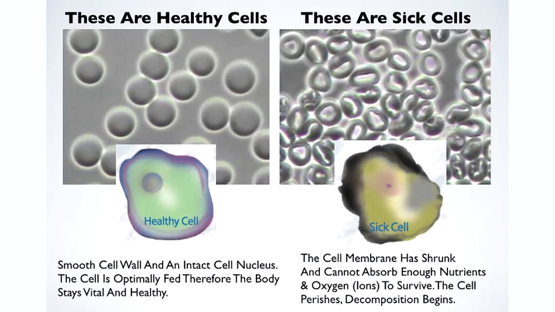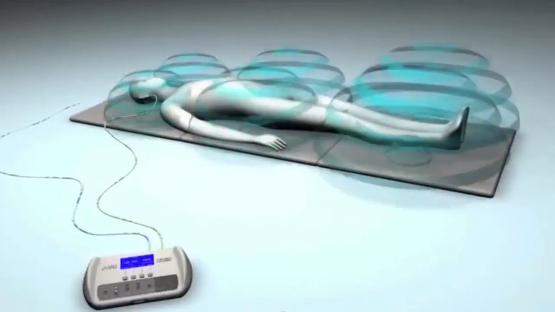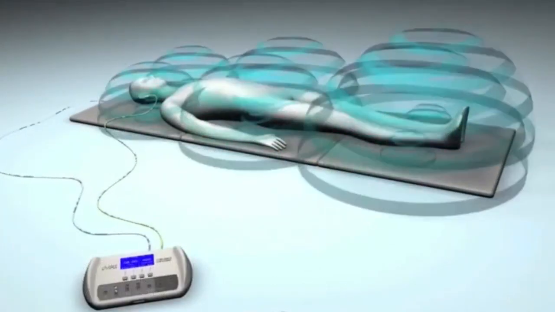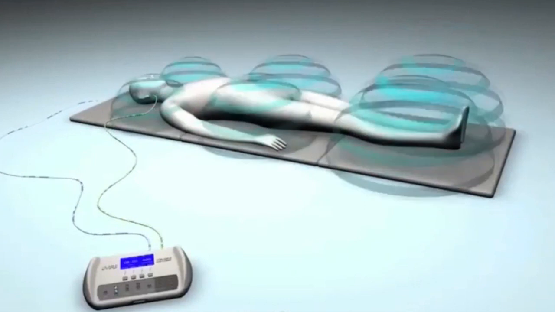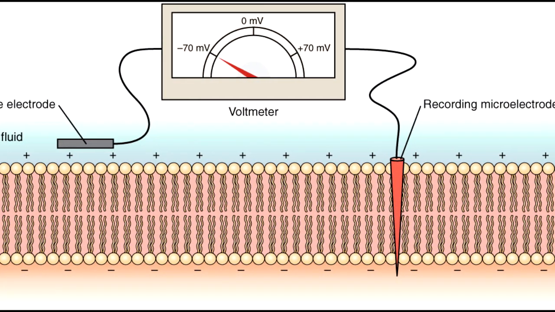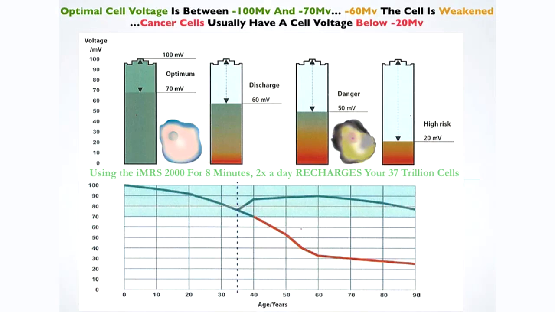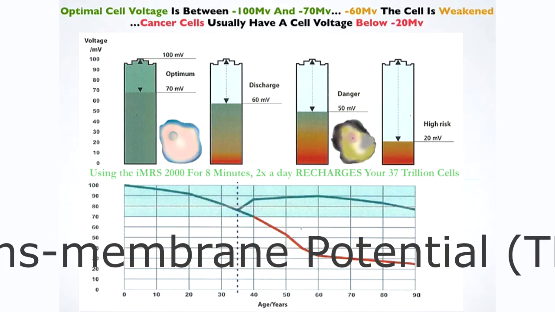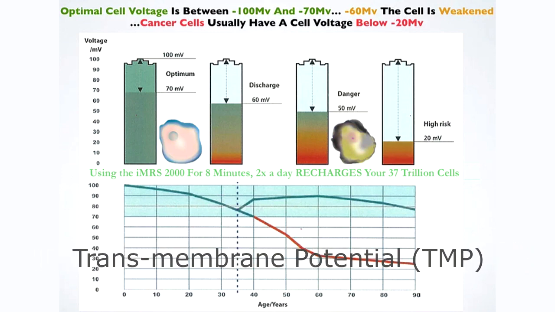And this next image here further proves the point. You can see on the left it says these are healthy cells, and on the right these are sick cells. So what PEMF therapy is doing is it's literally recharging your cellular voltage, your batteries. Dr. Otto Warburg discovered quite a while ago that cells maintain a cellular voltage across their membrane, which is analogous to the voltage of a battery, and this is called the transmembrane potential, or TMP.